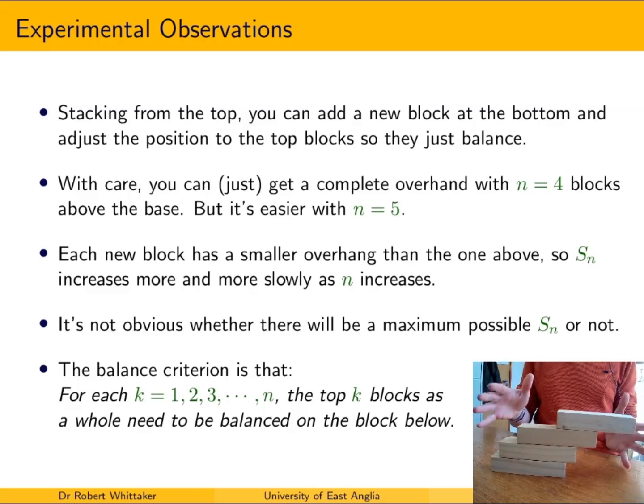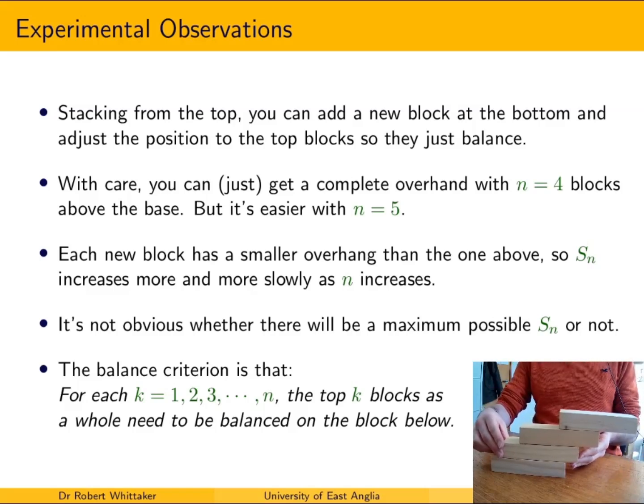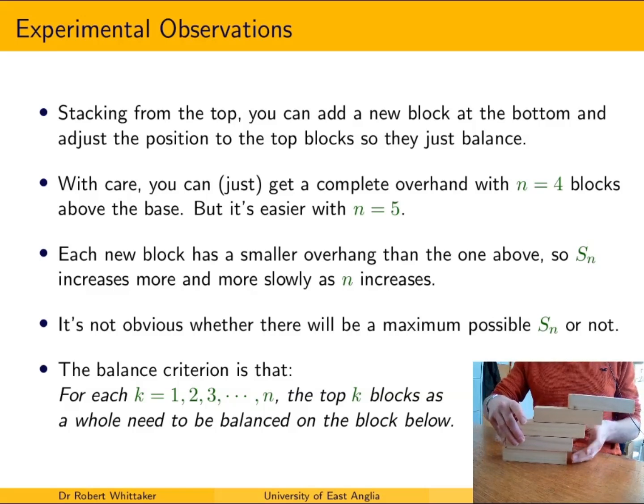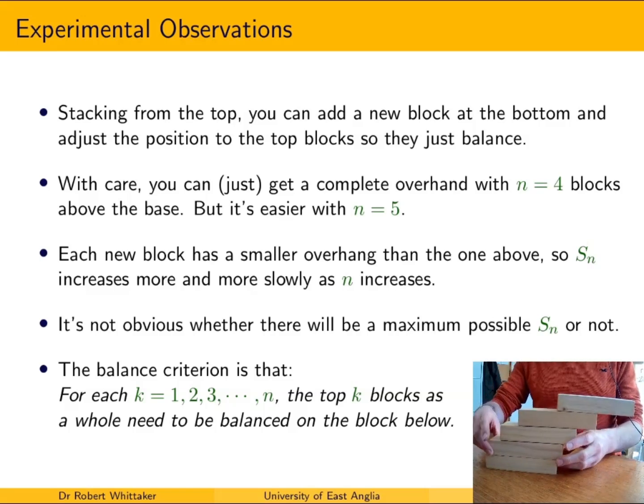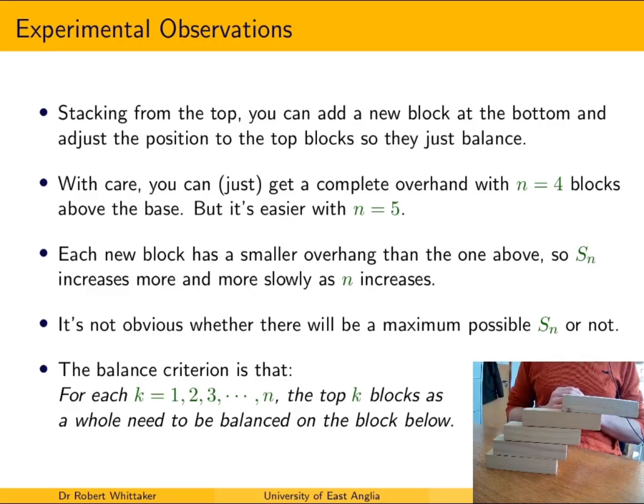And we don't have to do anything with the top blocks, we only have to move the whole lot as a unit backwards and forwards and get it just on the point of balancing, and that will hopefully give us the largest overhang we can. And if you've been really careful, you should find that with 4 blocks above a base, so for n equals 4, you can just about get the top block to completely overhang the base. I think I might have just about done it there. You can certainly do it with 5 blocks above a base, that's much easier.